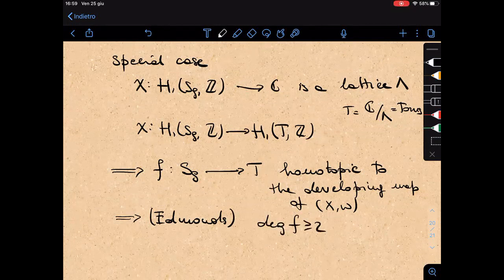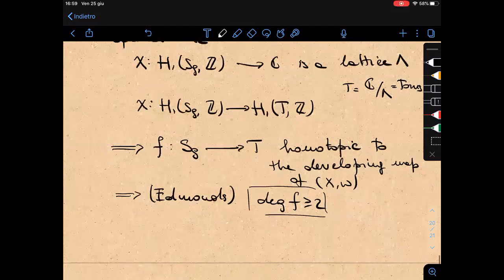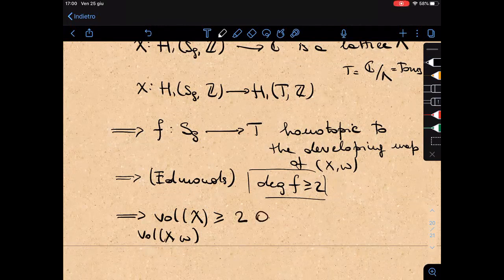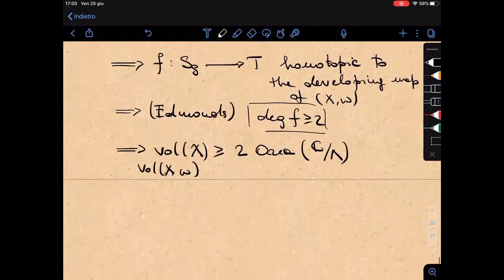Otherwise, if the degree were equal to 1, then this mapping would be homotopic to a pinching, and then we would get a topological contradiction. So we have this necessary condition that the degree of this mapping has to be at least 2, and this then implies a condition on the volume. The volume of chi, the algebraic volume, or the volume of X, omega, the geometric volume, has to be at least 2 times the area of C mod lambda. And then we have found this second condition.